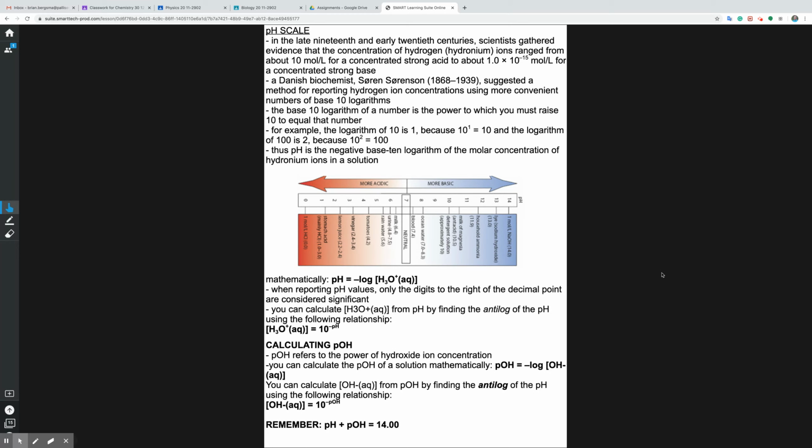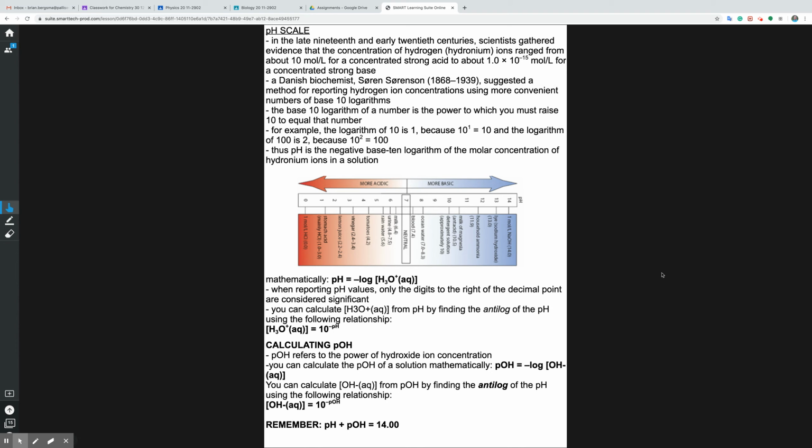You can calculate hydronium concentration from the pH by using the anti-log, which would be the second function to the log button. And so you go 10 to the minus pH would give you the concentration of hydronium. The pOH refers to the power of hydroxide ion concentration.